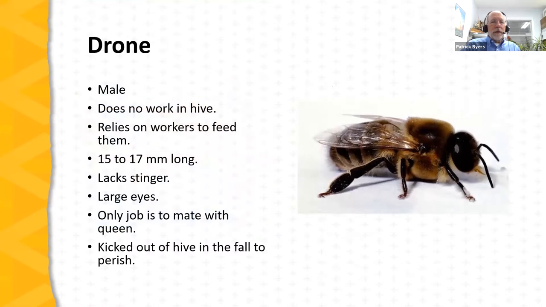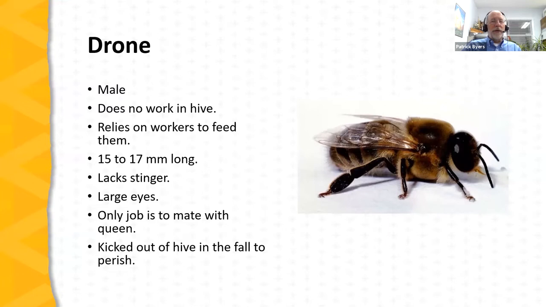The drone bees are male. The drone bee develops from an unfertilized egg. Drones do no work in the hive. In fact, they, quite frankly, are a bit of a drain on the hive. The workers must feed them. They loaf around on the hive. They get in the way of activities. They're a little bit larger than worker bees. They're about 15 to 17 millimeters long. They don't have a stinger.